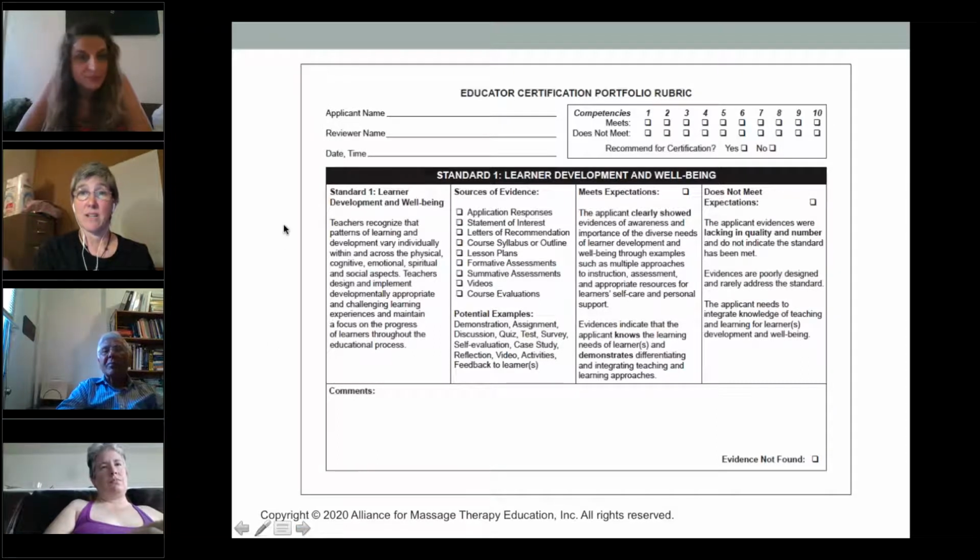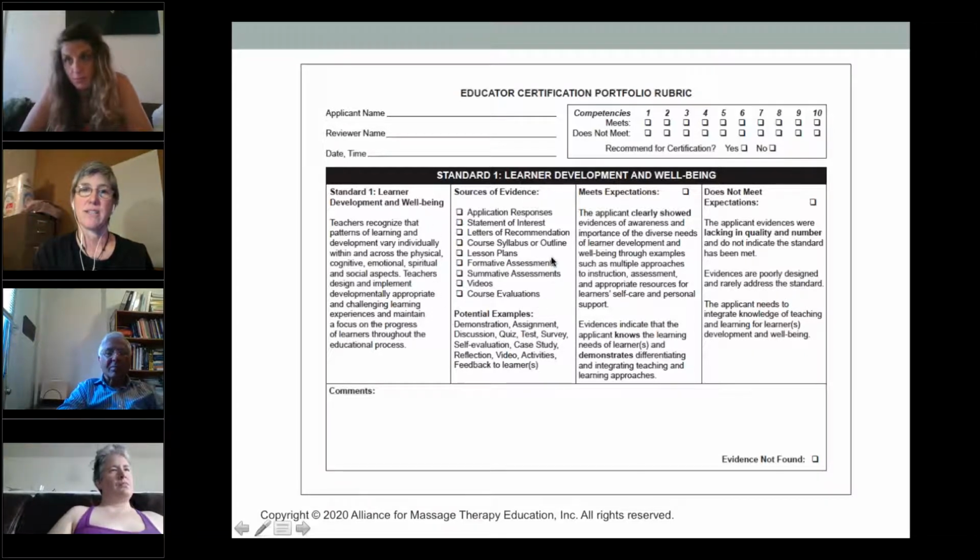This is a picture of page 1 of the rubric, but basically they're looking through all of your sources of evidence that you submitted, your application responses, your statement of interest, the letters we receive, the outlines and plans and assessments that you provide, the videos you provide. They're looking through all of that, and they're trying to decide, are you meeting the expectations of this standard, or are you not meeting the expectations based on the evidence that's provided?